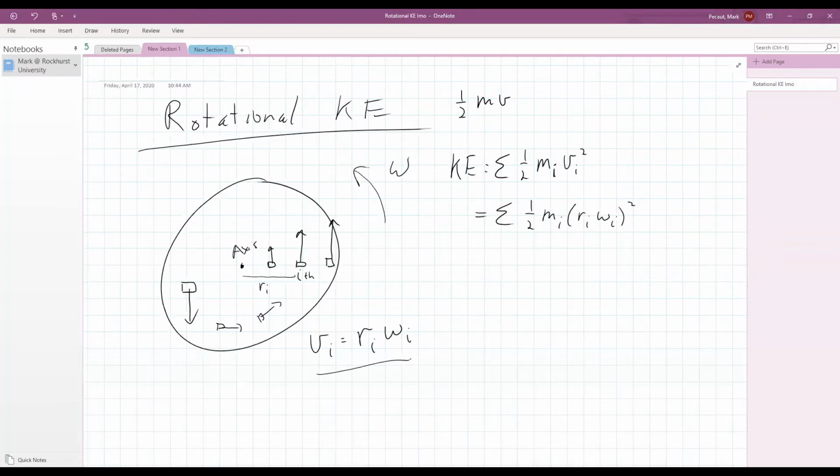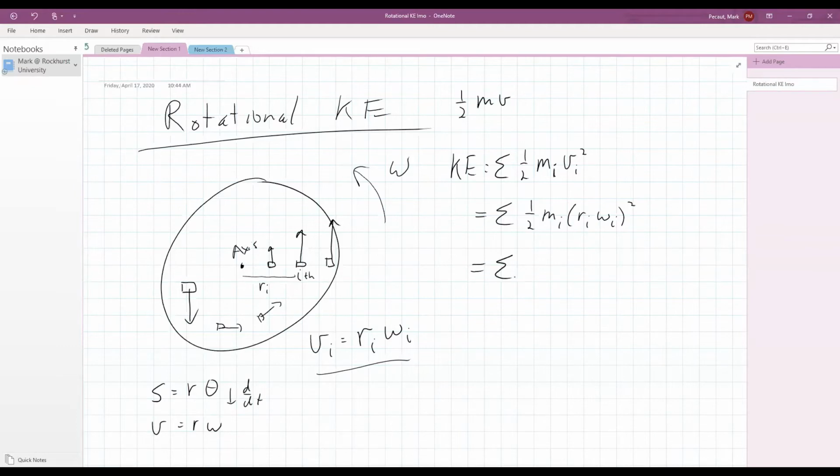Okay, and remember, this is just coming from this equation, and we take a time derivative of it, and that gives us v equals r omega, right? So I'm just using that on this ith piece here. Okay, so far nothing crazy.